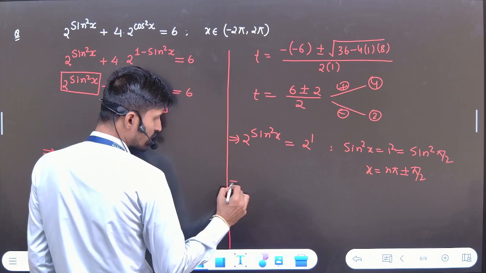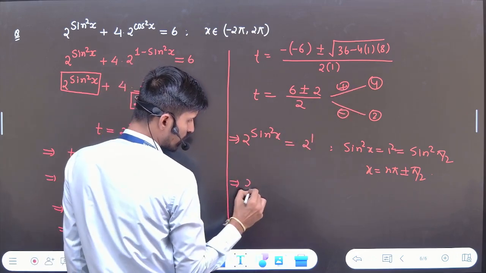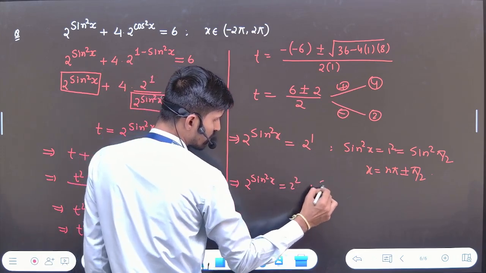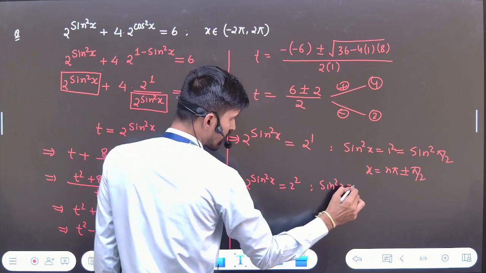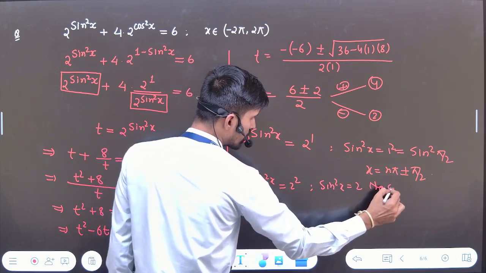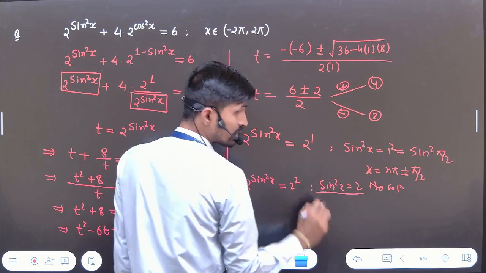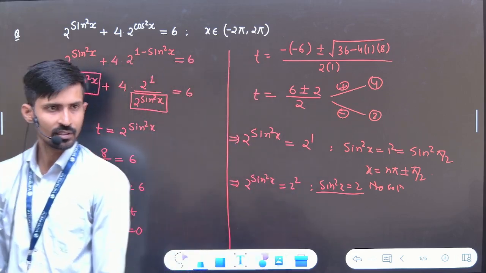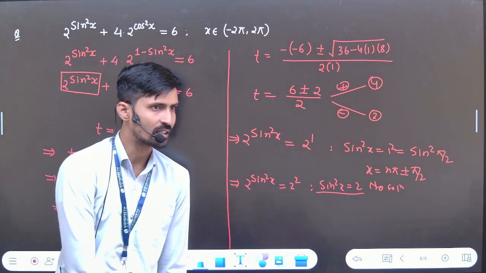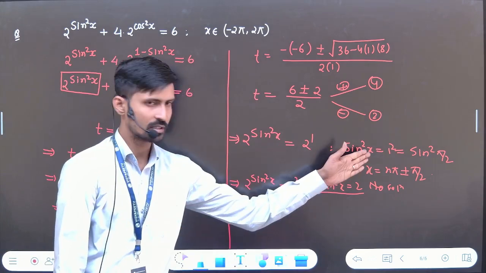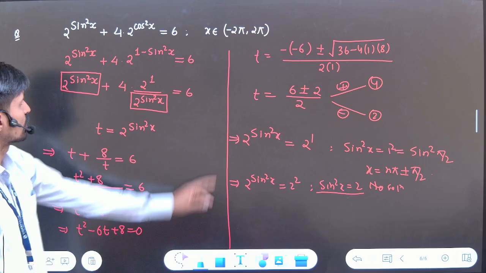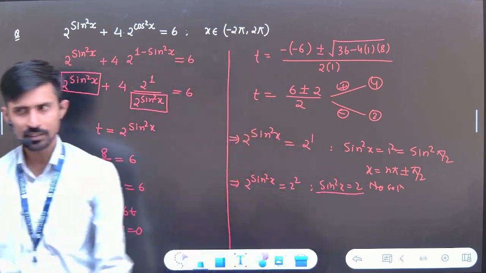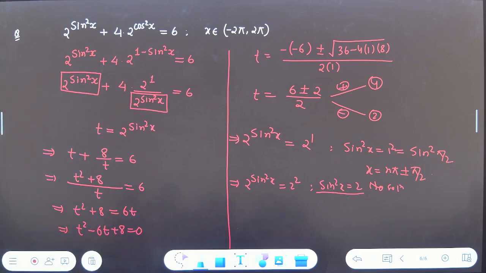Now I will go for the second root. 4. 2 raised to sine square x is equal to 2 square. So from here we'll get sine square x is equal to 2. No solution, because sine square x ranges between 0 to 1. So that value cannot be greater than 1. That's all. Now the question is how many solutions between minus 2 pi to 2 pi? You find it and you tell me the solution I have done.